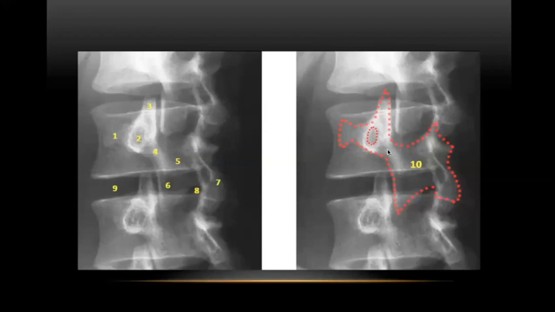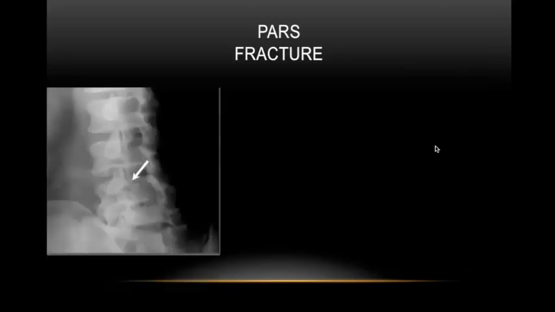So the oblique view is to look for the fracture here, right? And number 5 is the body. Number 6 is the inferior articular process, the front leg. 7 is the hind leg of the dog. Okay, 8 is just the interlaminar process. 9 is the intervertebral disc. All right. Okay, so these are pars fractures.